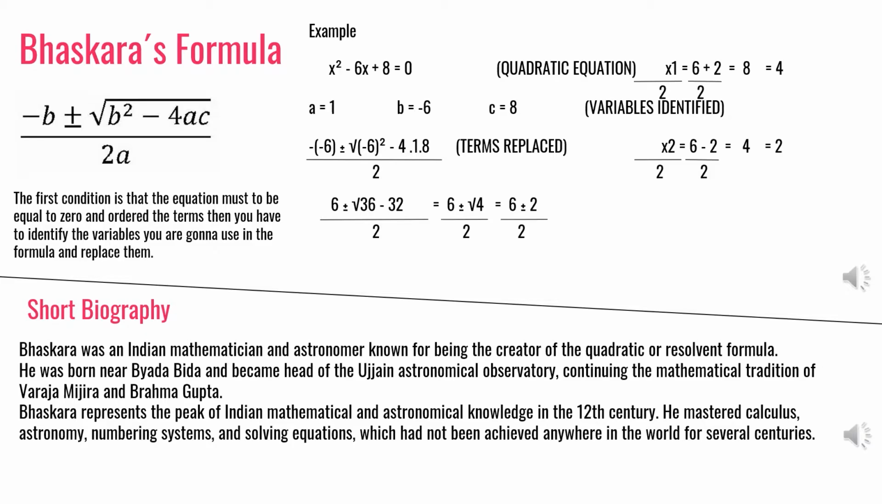Bhaskara was an Indian mathematician and astronomer known for being the creator of the quadratic or resolvent formula. He was born near Vyadabhida and became head of the Ujjain Astronomical Observatory, continuing the mathematical tradition of Varahamihira and Brahmagupta. Bhaskara represents the peak of Indian mathematical and astronomical knowledge in the 12th century. He mastered calculus, astronomy, number systems, and solving equations, which had not been achieved anywhere in the world for several centuries.